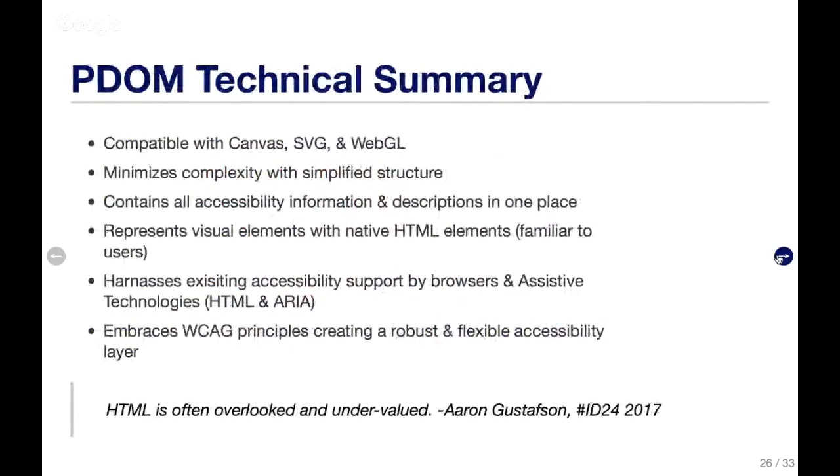And then I just wanted to summarize a bit more about the technical implementation. So the parallel document object model that we've created is compatible with Canvas, SVG, and WebGL. It minimizes complexity with a simplified structure, contains all the accessibility information and descriptions in one place. It represents visual elements with native HTML elements familiar to users. It harnesses existing accessibility support by browsers and assistive technologies, HTML5 and ARIA in particular.